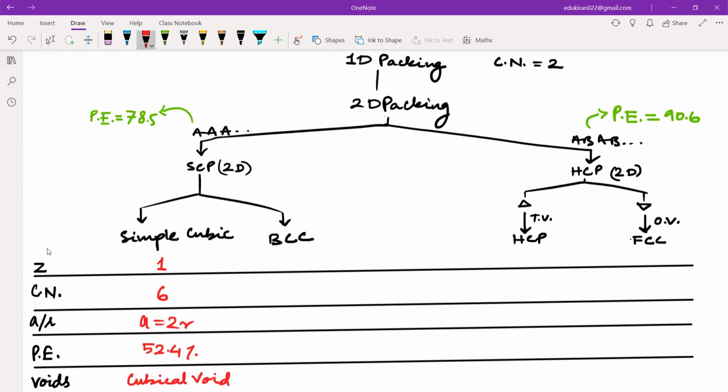Very good. Now, who will tell me for BCC? It seems no one has revised. Tell me, for BCC, what is the Z? 2. Very good. Coordination number? 8. Very good. Relationship between A and R.